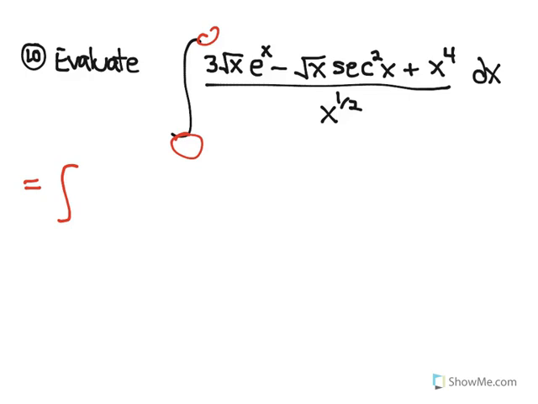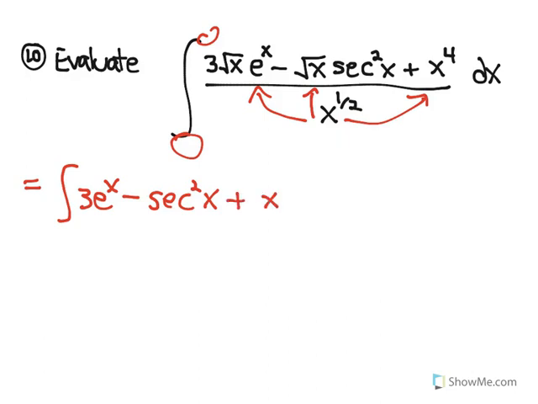X to the 1/2 on the bottom is the same as root x. So as we simplify and we divide this into each term, divide it into there, divide it into there, and divide it into there, each term is going to get a little bit simpler. 3 root x over root x is just 3 e to the x minus secant squared x, because the roots cancel there, plus, here we actually have to do a subtraction, so it's going to be x to the 4 minus 1/2, because we subtract exponents when we divide terms. So 4 is like 8 over 2 minus 1 over 2 is 7 over 2 dx.